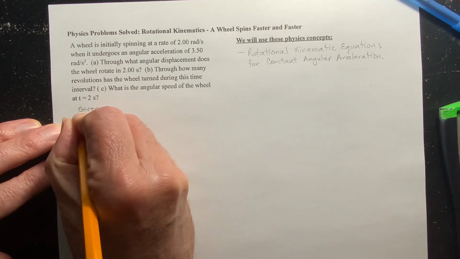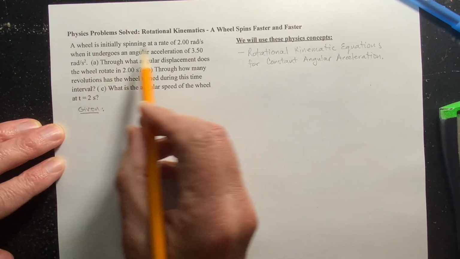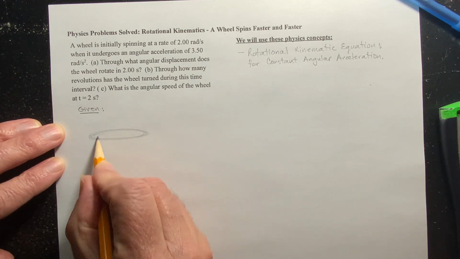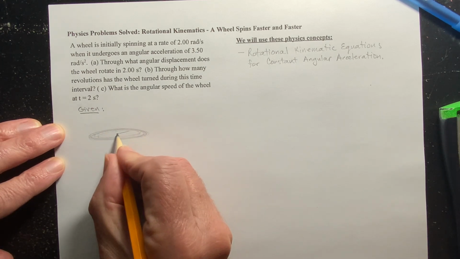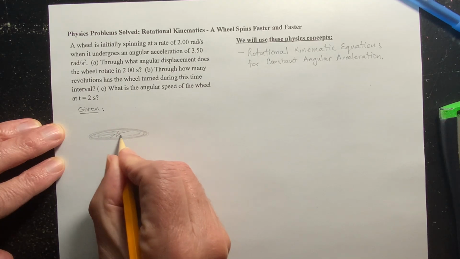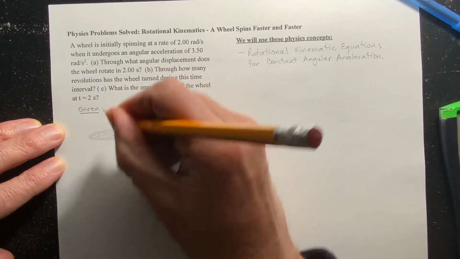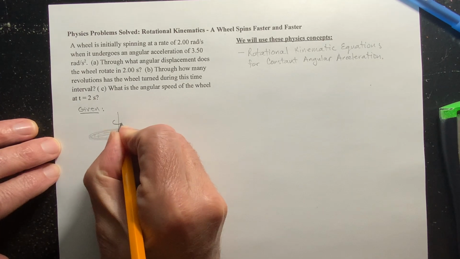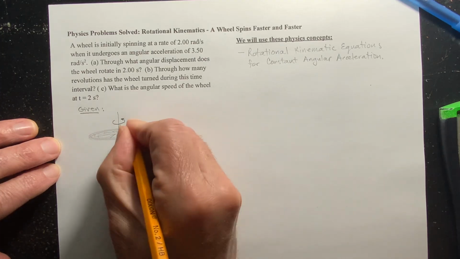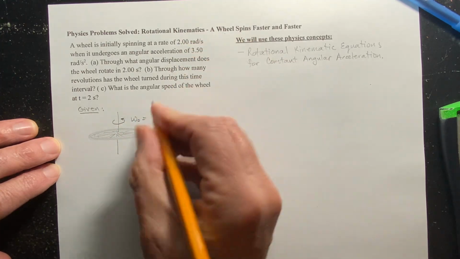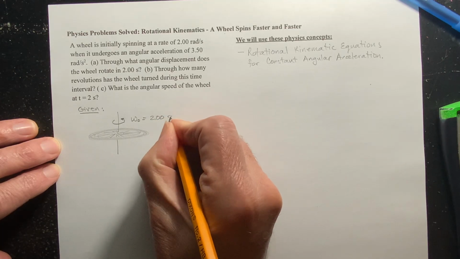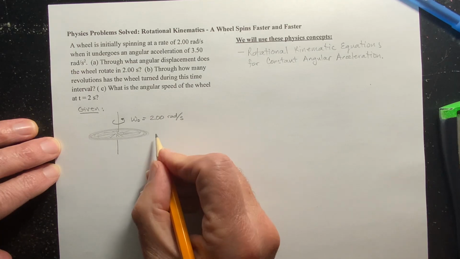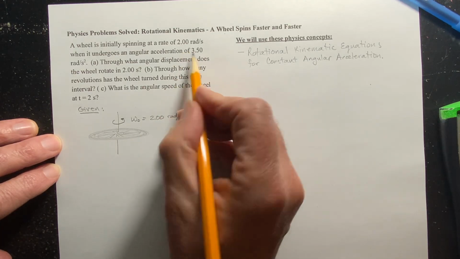So here's what's given. And now we've got a wheel, so I'll just draw some kind of wheel here. It doesn't have to be a real wheel. Maybe I'll give it some spokes. Maybe it's like a bicycle wheel or something. But it's spinning about its axis, and so I'll show an axis like this. And it's rotating around like this, and it does have an initial velocity of 2.00 radians per second.